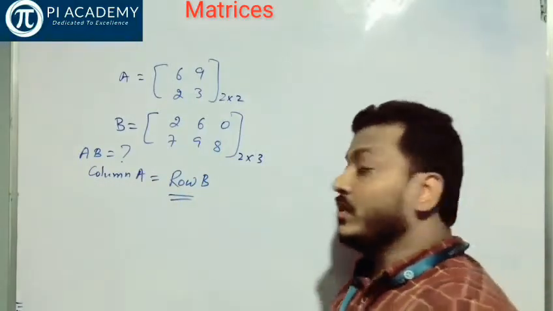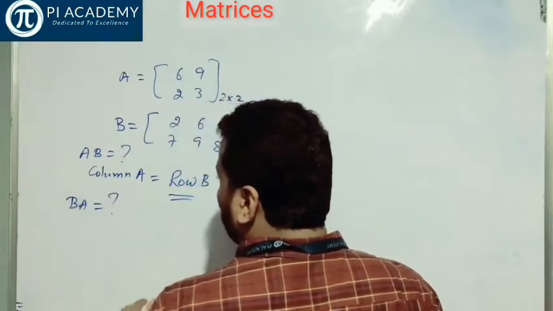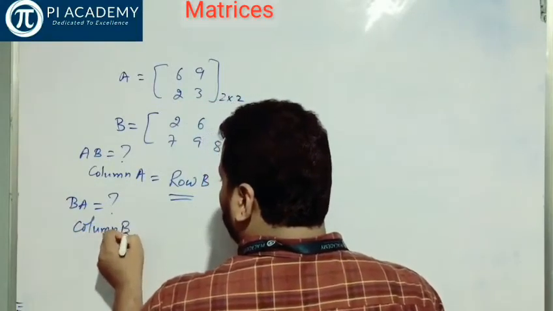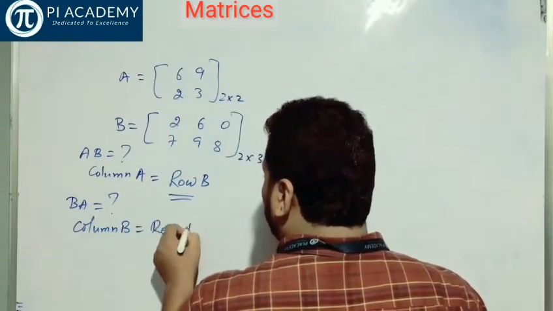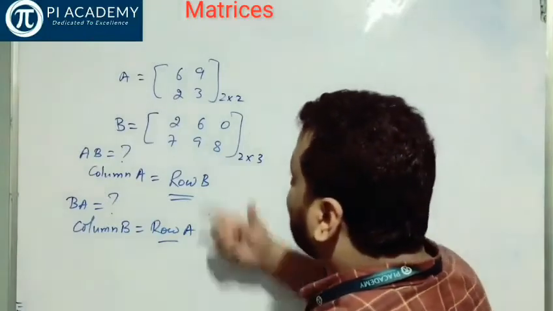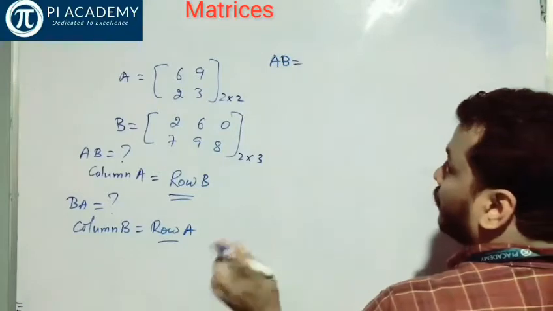If you do B into A, the same will be applicable here. If you do B into A, then the number of columns of B must be equal to the rows of A. So now we'll check it out here. First we'll find AB. We'll see how to multiply A into B.